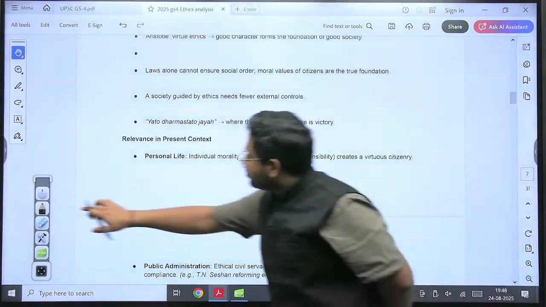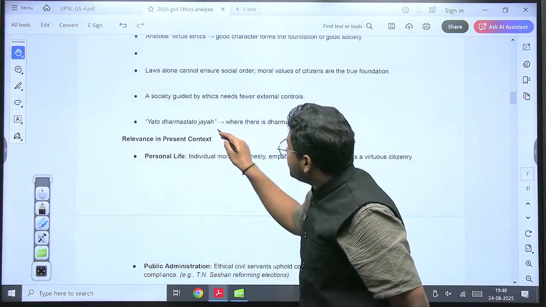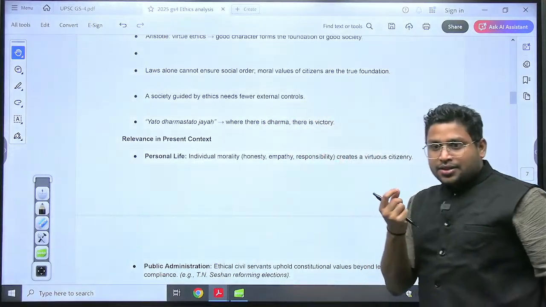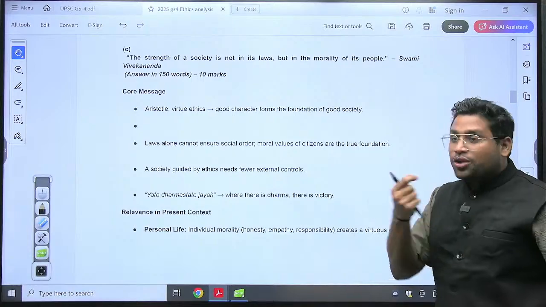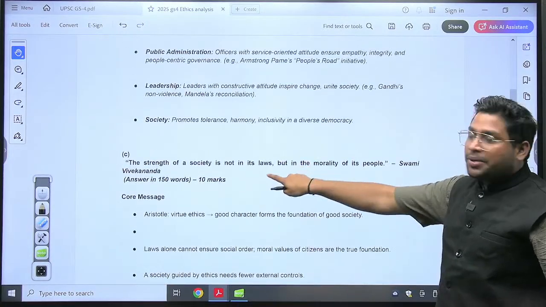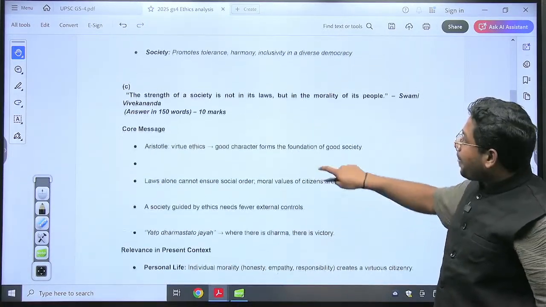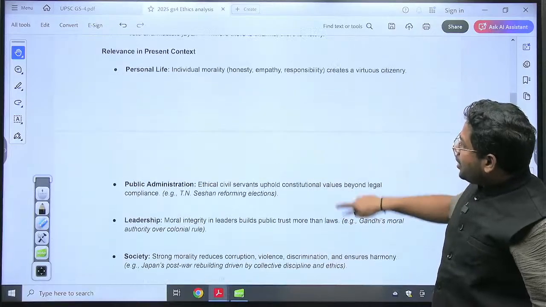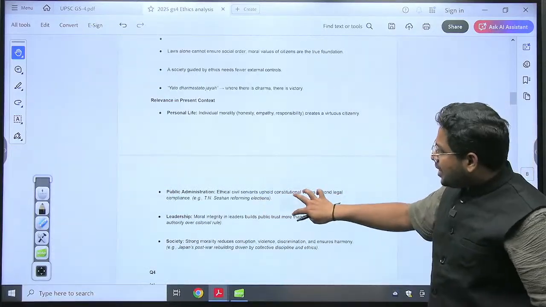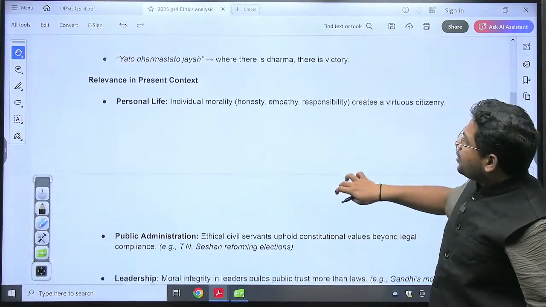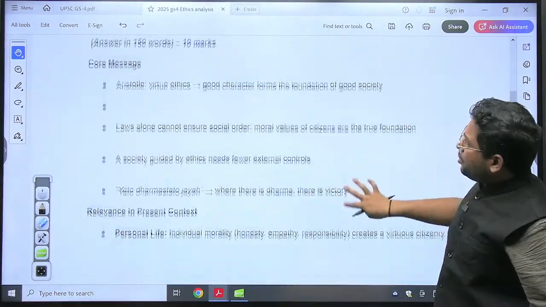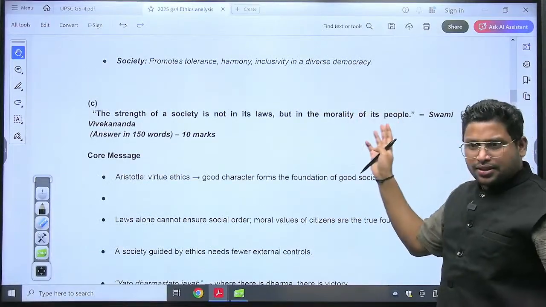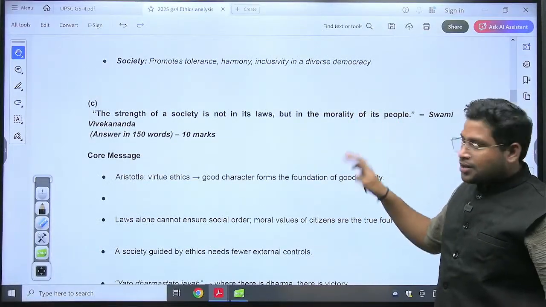So show it, then you can add such good lines, yato dharmas tato jayah. The idea of dharma over here is about your duty or the right conduct, which you can bring in. Okay? Many examples, like the TN Seshan example, a very good example, you can bring in. Easy? I don't think this is very difficult as such. This can be explored.